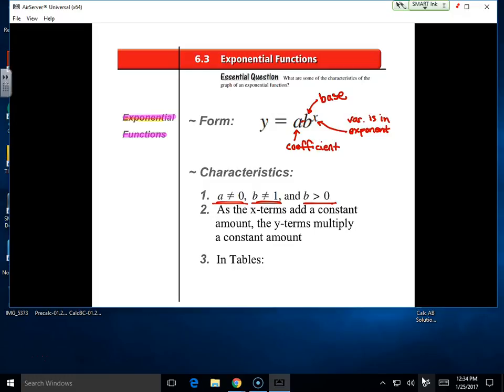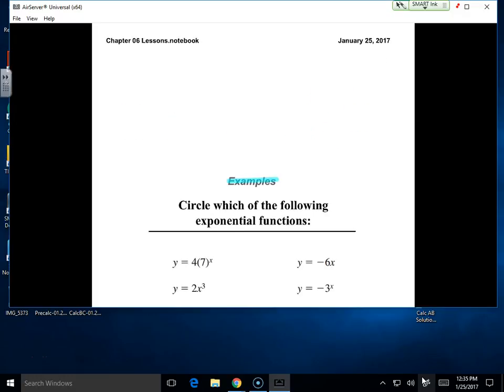Number 2 says how do exponential functions behave? As the x terms add, the y terms multiply. As the x terms add, the y terms multiply. Now guys, that's a really hard thing because of all the words. Can we look at a table?